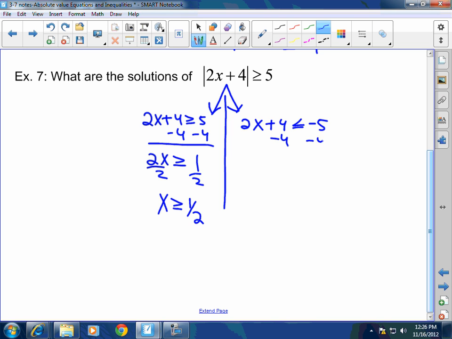Here, subtract 4 to both sides. 2x is less than or equal to negative 9. Divide by 2. X is less than or equal to negative 4.5. So I can graph this.